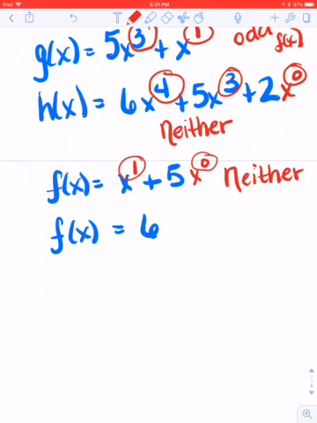Okay, the last one's kind of tricky. F of x equals 6. So I don't have any variables anywhere, no exponents. So I have to add x to the 0. When I look at that, it's 0, that's the only exponent I have, and 0 is considered to be even. So that means it's going to be an even function.